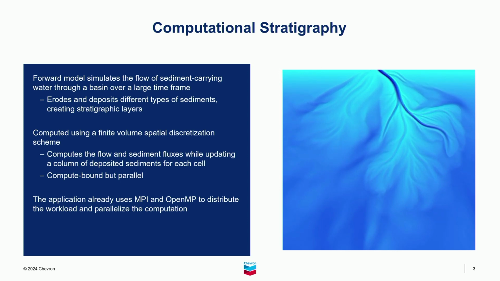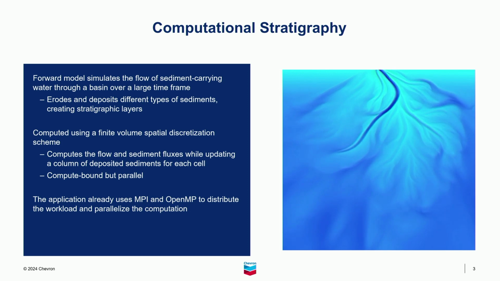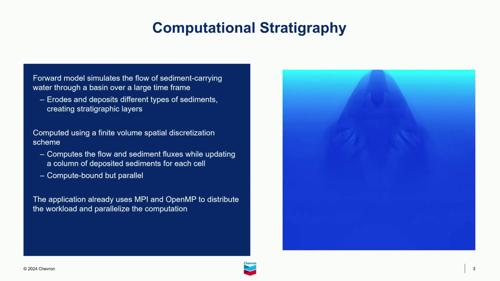So computing the flow and sediment fluxes for every single cell, updating the sediment deposition. There's a lot of compute involved, but each cell can be done independently of each other as long as you kind of update neighboring information. And currently, the application does use MPI and OpenMP to distribute this workflow, to take advantage of this parallelism. And it still takes a really long time.